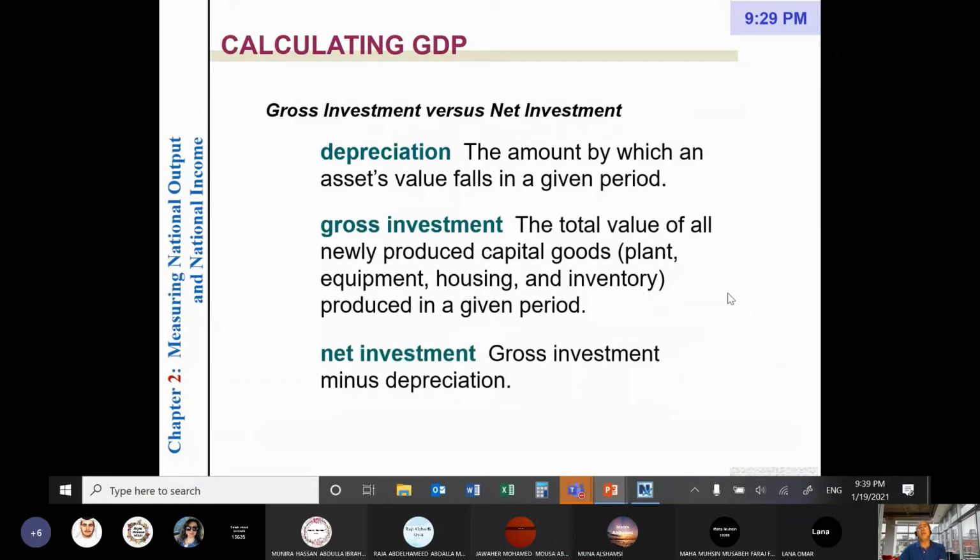We are still with gross investment. Now, depreciation. Now, Jawahar, are you with me?